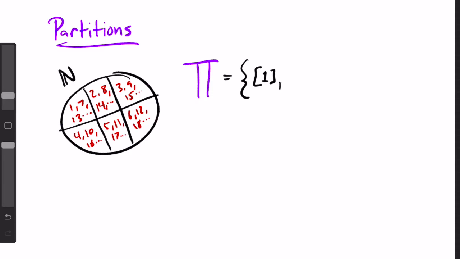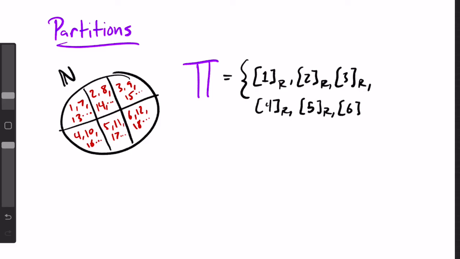The subsets in the partition must be disjoint and exhaustive, which just means that they can't overlap, but together they have to cover all of the domain set N. There can't be any numbers that aren't in any of the equivalence classes.